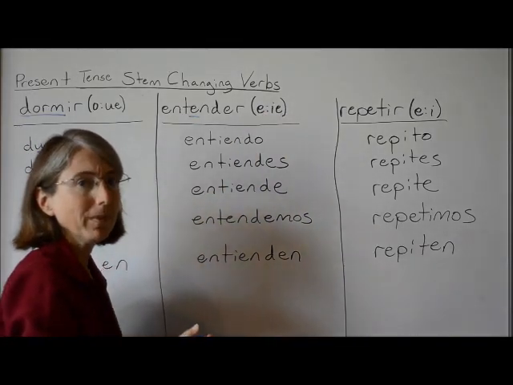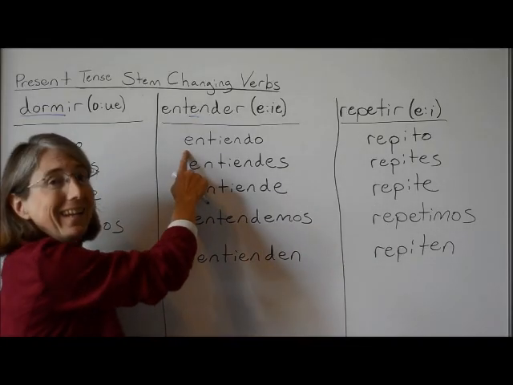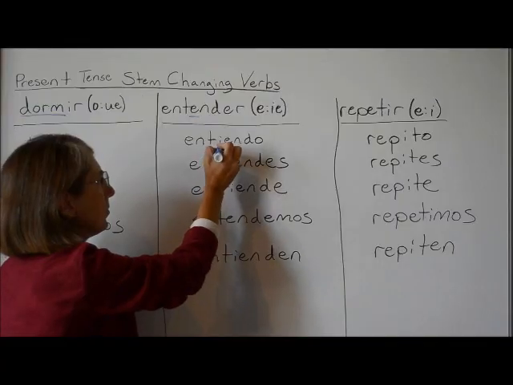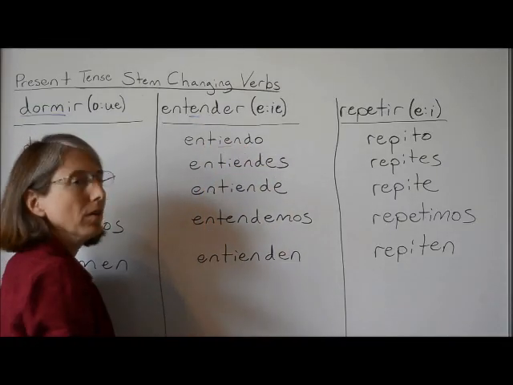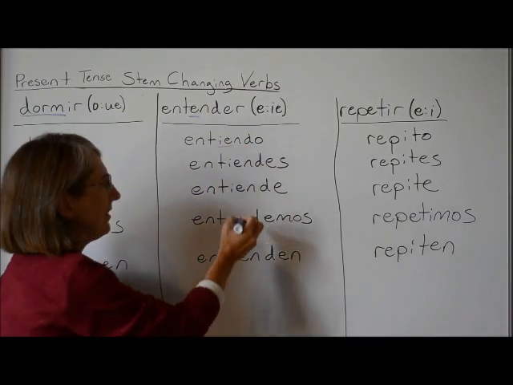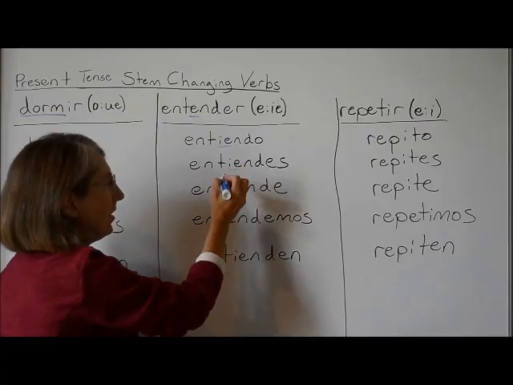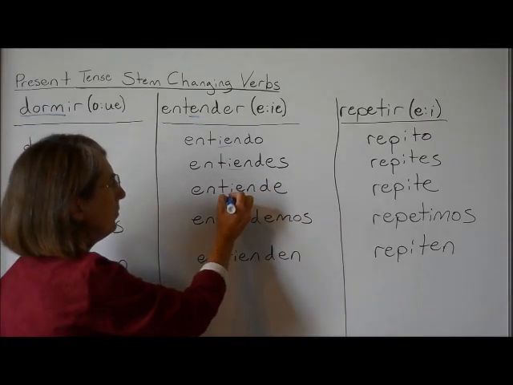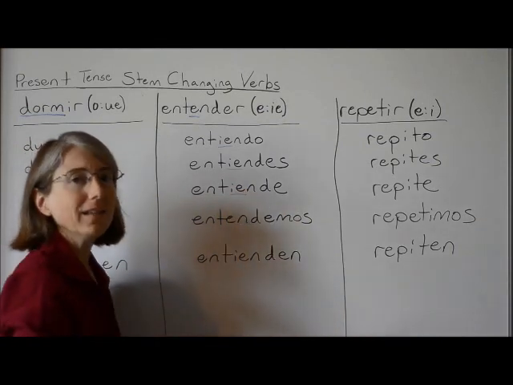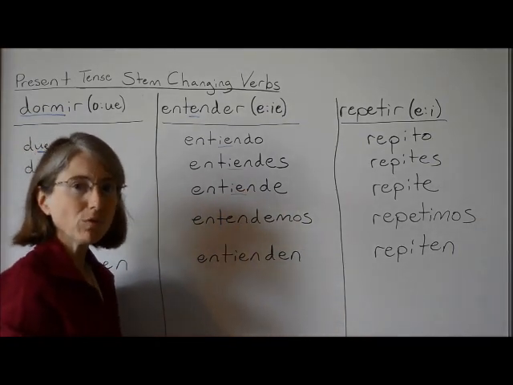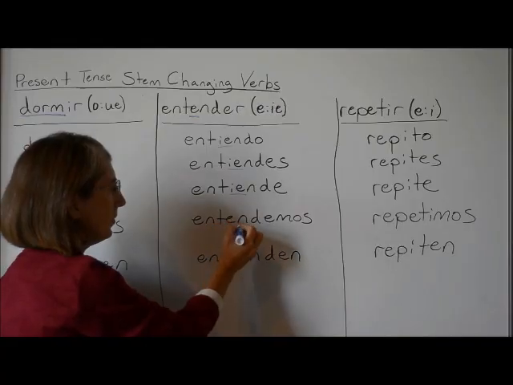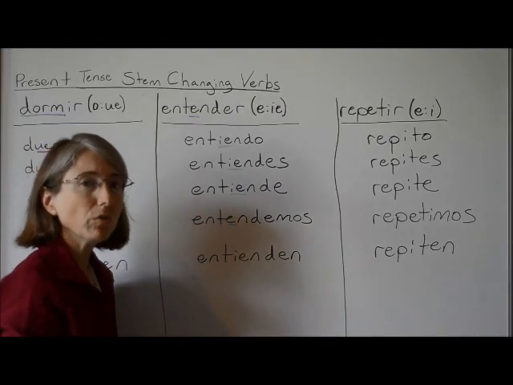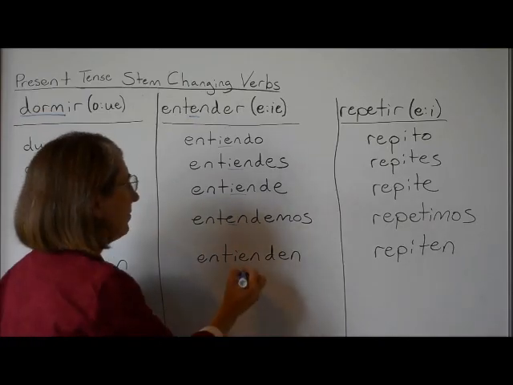So the yo form is entiendo. The tú form, entiendes. Entiende, él, ella, usted form. Entendemos, because we have no stem change in the nosotros form. And in the ellos, ellas, ustedes form, entienden.